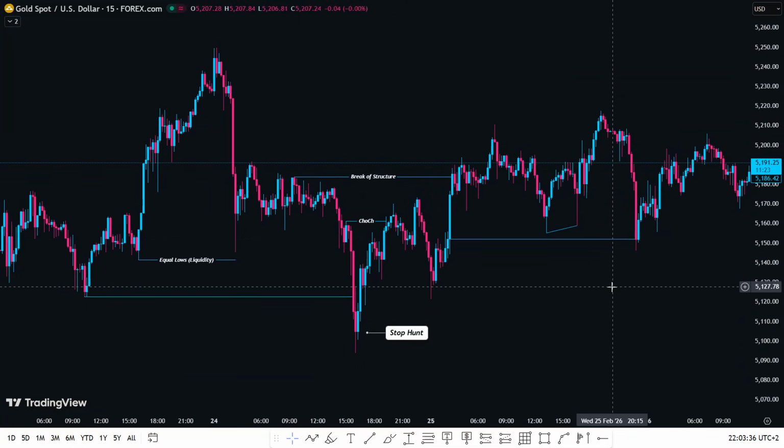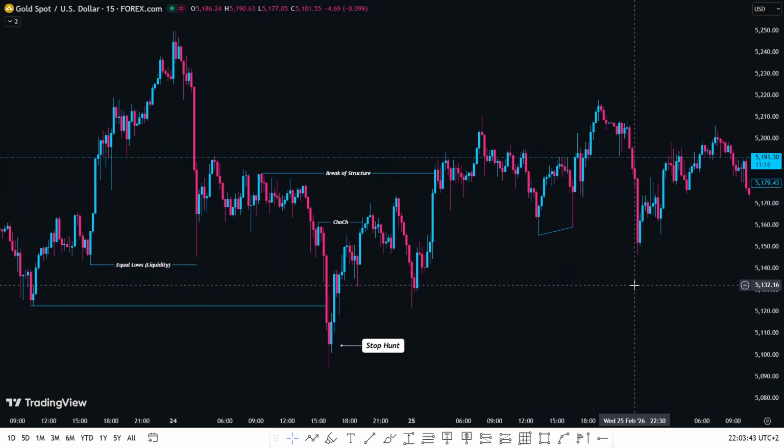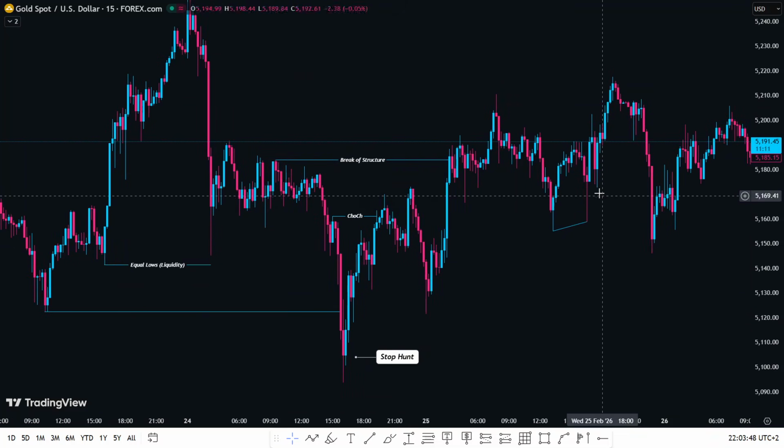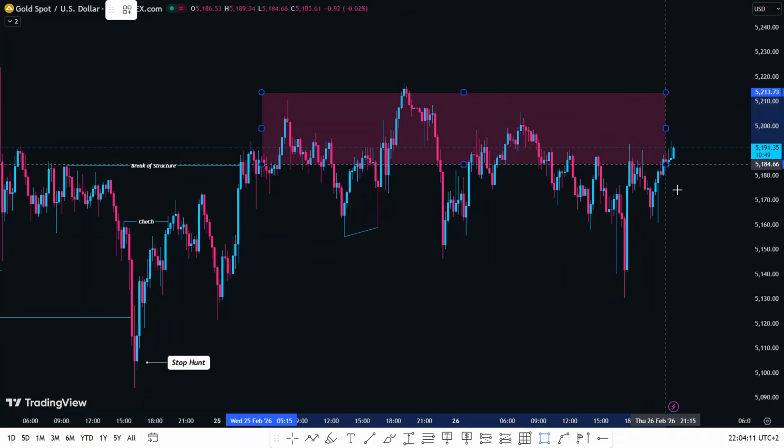For those who are not new to the concept that I'm teaching, which is SNR and also SMC, we have these equal lows being printed. After this break of structure, you'll notice price starts to move a bit aggressively, right? We created the break of structure and then price wants to go higher. But right now we're still in a consolidation phase.